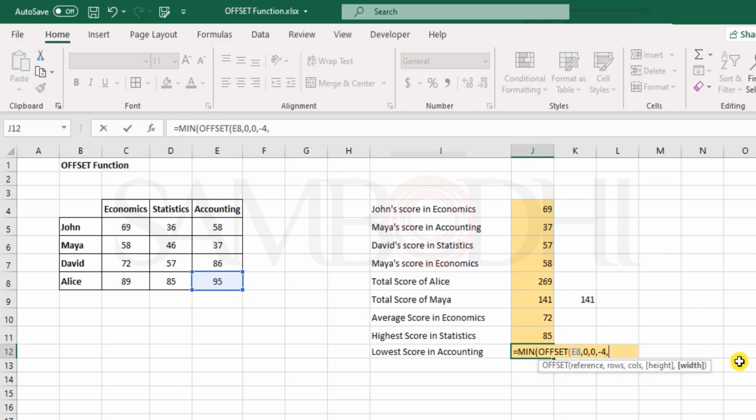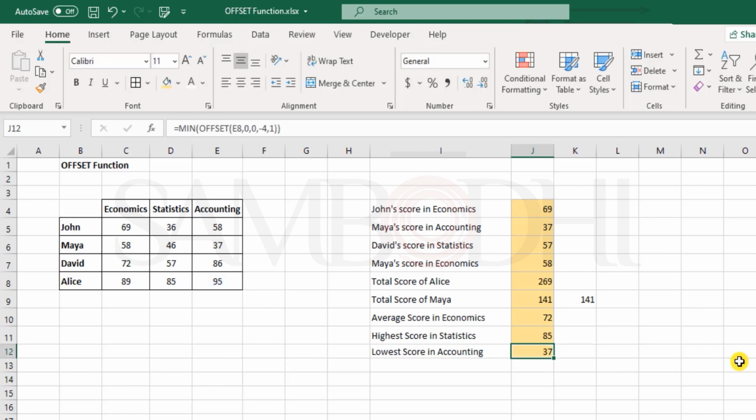And width, we are in the same column, so we don't need to worry about the width. We can keep that as 1. Close the bracket and close the bracket for the min function. Hit enter. Here we have this, 37. So I've explained different variations and how to get your desired results using the offset function.